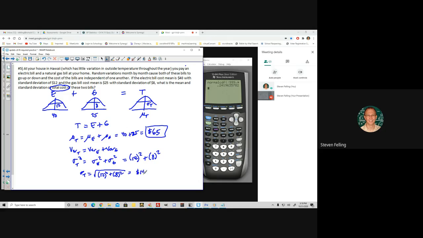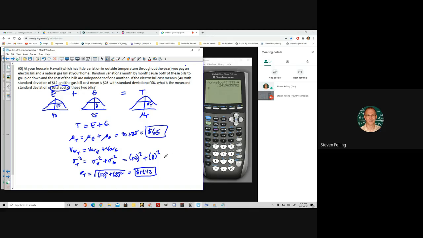rounded to the nearest cent, $14.42. So then we could answer other questions, like if we knew that this was approximately randomly or normally distributed, we haven't been told that in this problem, but if we knew that, we could make a normal distribution and find out what percentage of the time the bill is over $80 or over $100 or something like that. Okay. All right, so that should wrap up the rest of chapter 16 here.